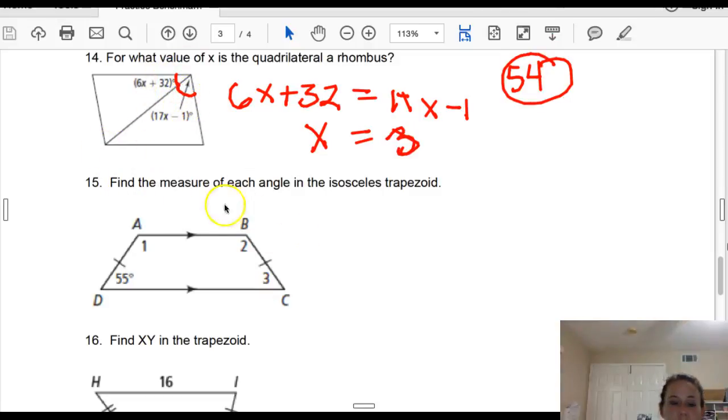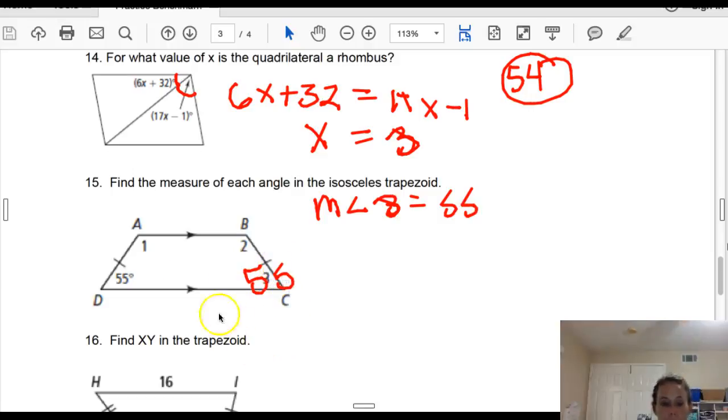All right, let's go to 15. Find the measure of each angle in the isosceles trapezoid. Okay, well, let's think about the isosceles trapezoid. In isosceles trapezoids, base angles are congruent, which would mean this is congruent to this. So measure of angle 3, done. Measure of angle 3 is 55. Okay, so I know that right away. Good. Now I also, if I flip this trapezoid on its other side, these would be the base angles. So I know those are congruent.